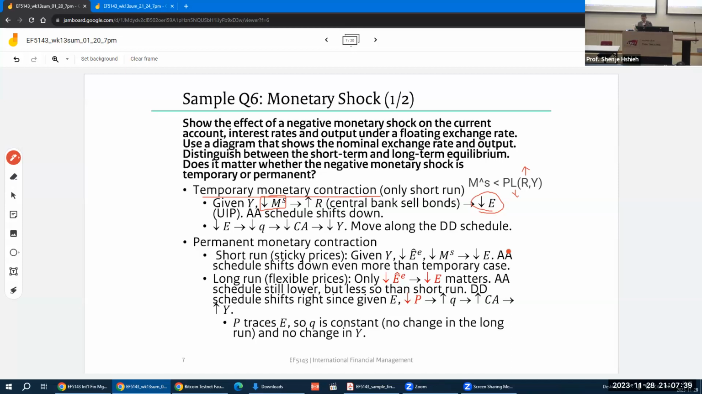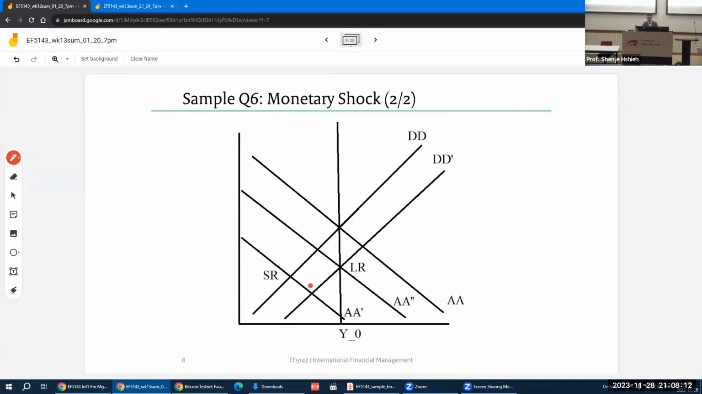If there's less money in circulation, that naturally means that people are selling bonds back to the central bank, in which case prices are decreasing and rates are increasing. Yes, and the A schedule therefore shifts down. So I didn't draw the temporary case, but imagine there's a temporary case, then AA shifts downward. So let's just say it's here to here, okay?